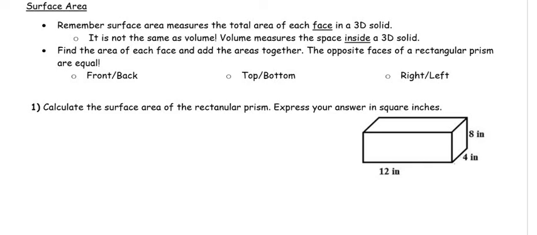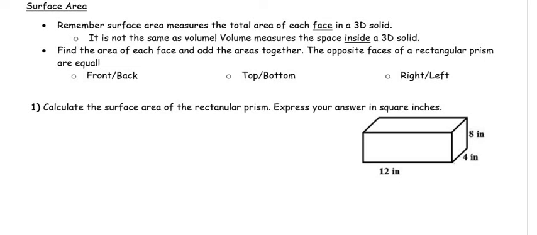We're reviewing surface area, the same thing that we did yesterday, finding the surface area of a rectangular prism. And remember, surface area is very different from volume. So what we don't want to do for surface area is this. We don't want to just say 12 times 4 times 8 for a question like number 1. That's not how we find the surface area of this figure.